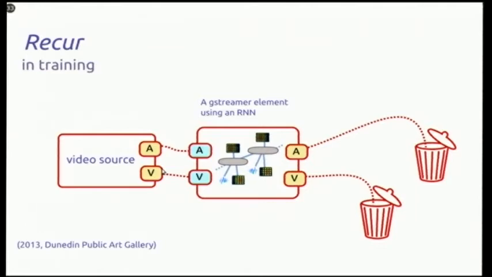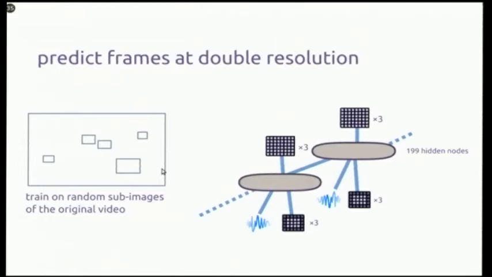For this show in Dunedin, I needed to make an artwork, a video that responded to audio. That's what I told them I'd do. So I made a recurrent neural network that watched video and listened to the audio, and they fed into the recurrent neural network, and they were supposed to learn to take the previous frame and make a higher resolution version of it.